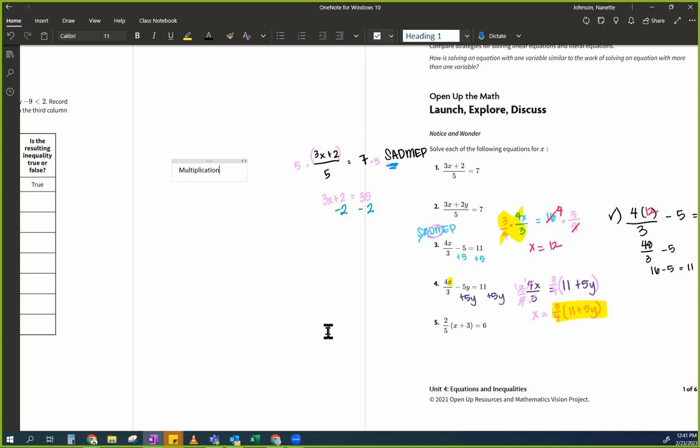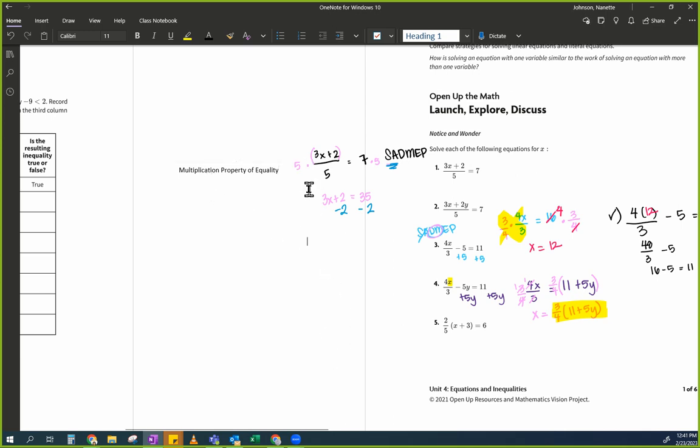So technically, I'm going to write this down. You do not have to write it down like this. You could say exactly what she said, because what she said is way better than what I'm going to write. So I'm going to be technical about it. This is technically called the multiplication property of equality. Now, if you don't want to write multiplication property of equality, you're going to say exactly what she said.